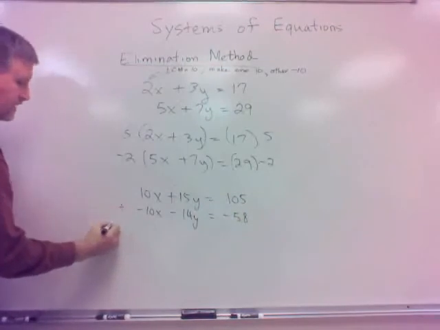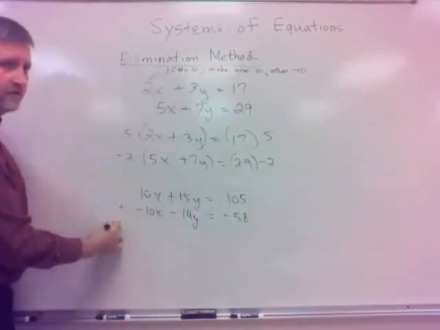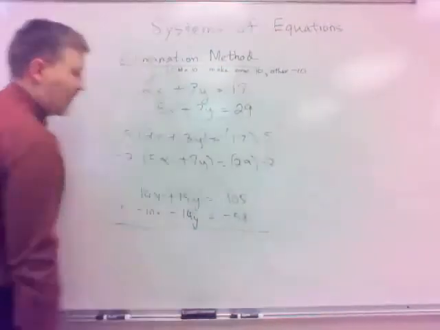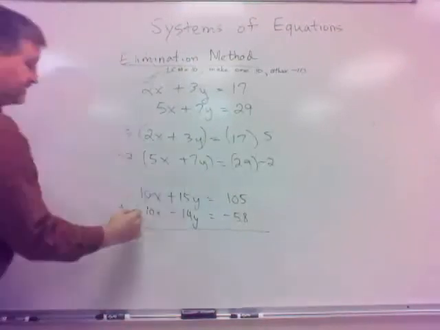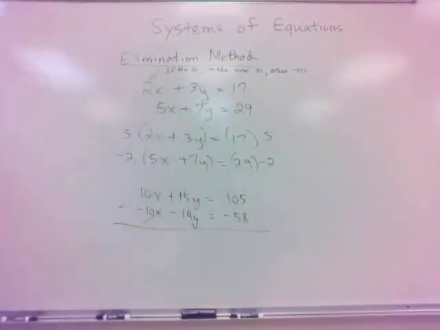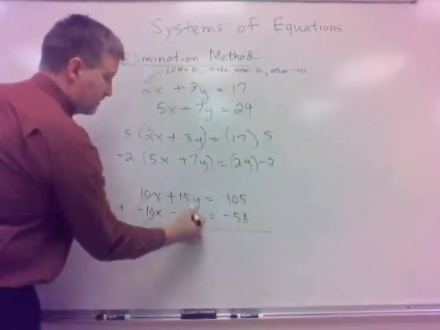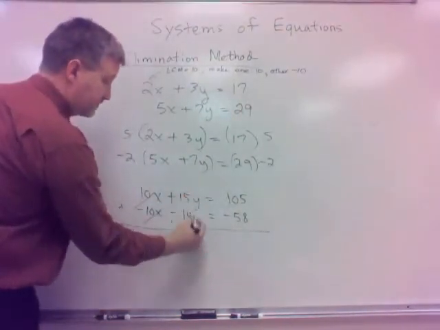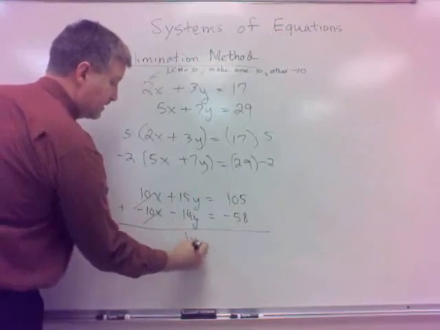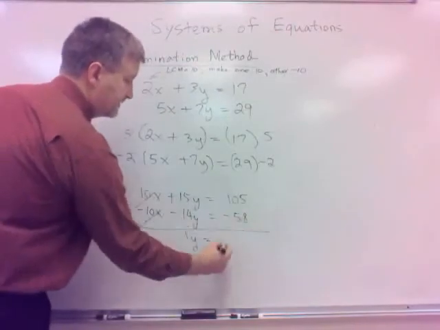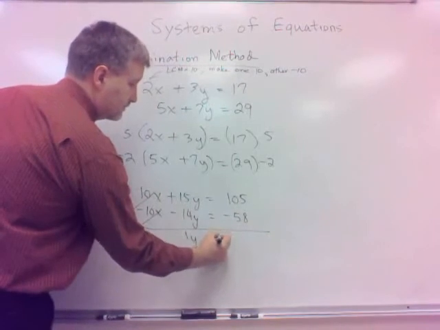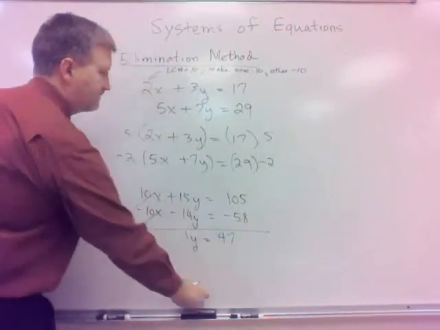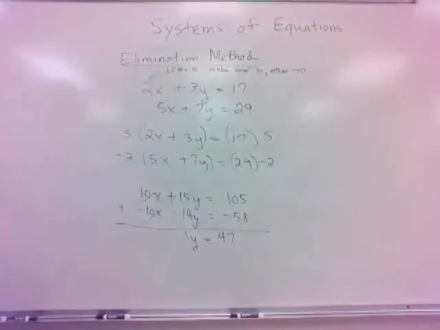And here's what I do next. Is that okay? Did I do that right? I'm going to add the two equations together now, because now 10x minus 10x, that's 0x, so it's just 0. And then see what happens in the rest. 15y minus 14y, hey, that's really nice, because that's 1y. 105 minus 58 is 47. Oh, 85. Where?